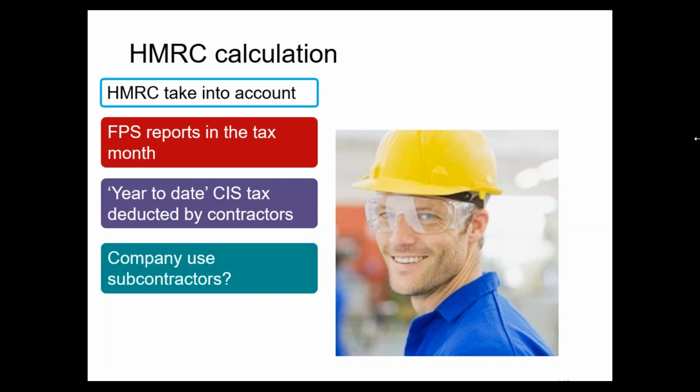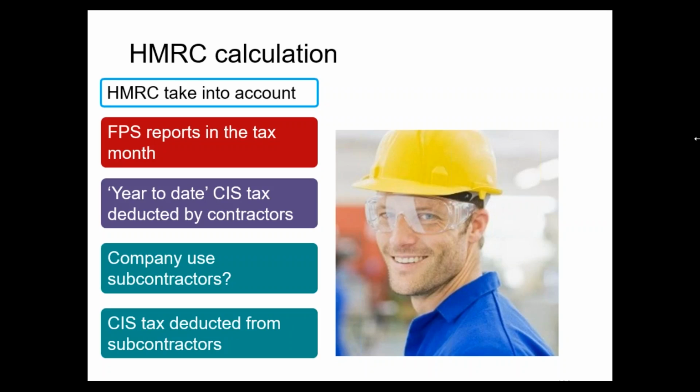Your company may also be operating as a contractor within the construction industry scheme. If you have also made CIS tax deductions from subcontractors, then HMRC will include these amounts with the FPS figures to calculate the recovery. These amounts will be taken from your monthly CIS return, so you don't report them through your payroll.